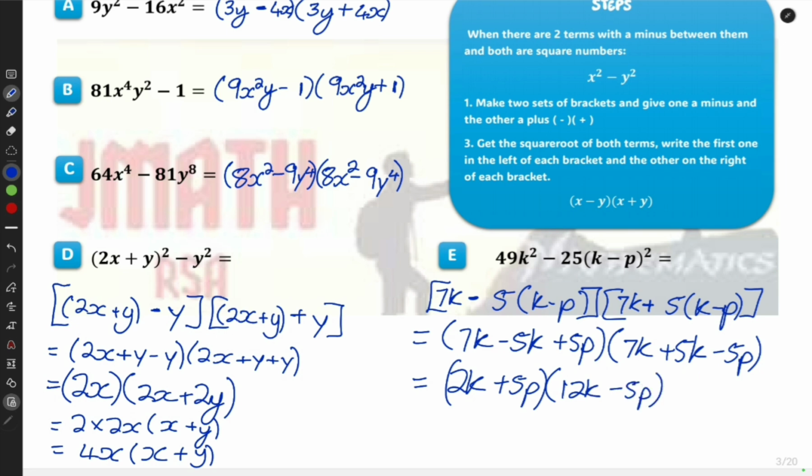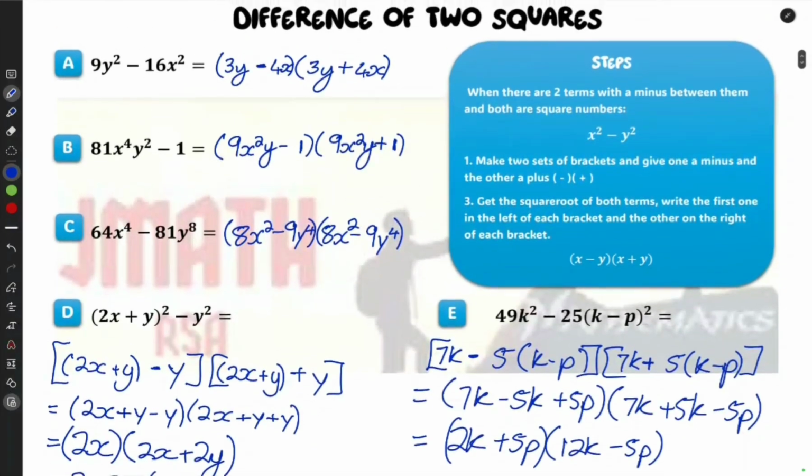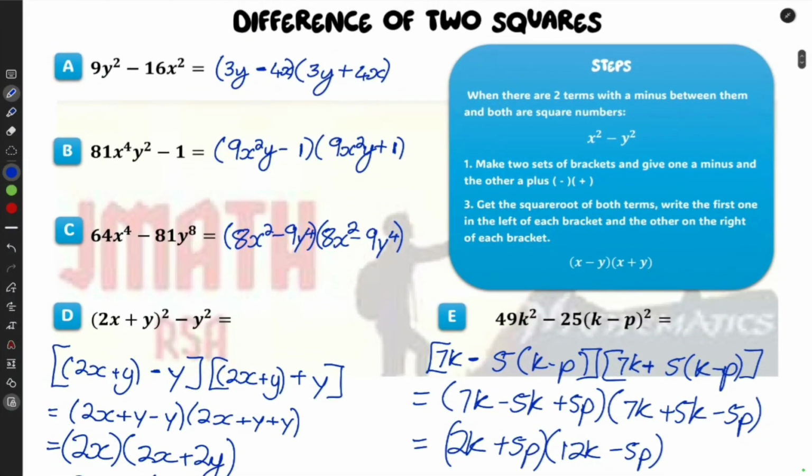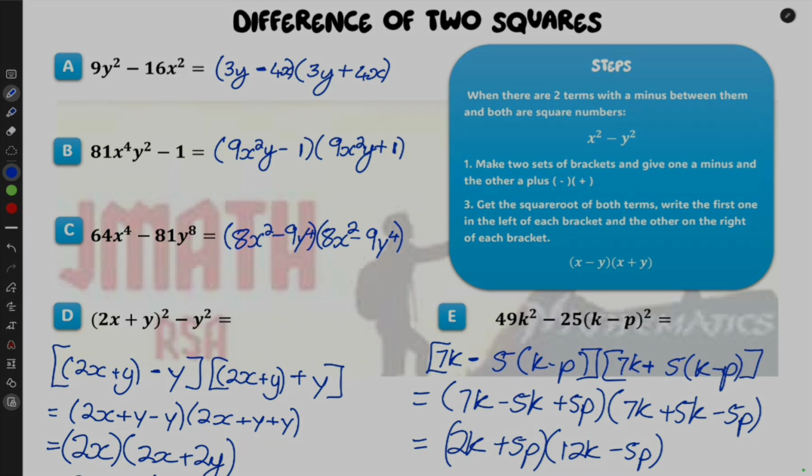So this was difference of two squares. You are going to see this a lot in math, and in later grades it's going into other parts of math as well, and it doesn't just stick to algebra. Make sure you understand this and practice it a bit more if you don't.